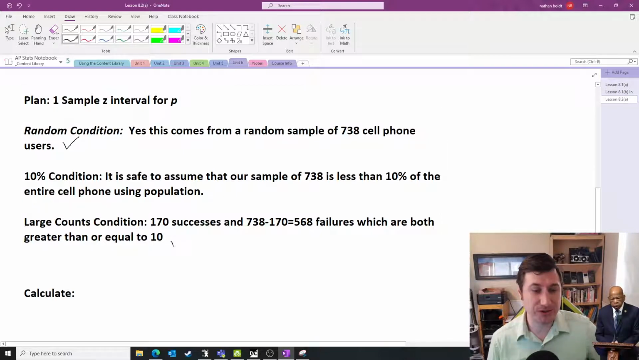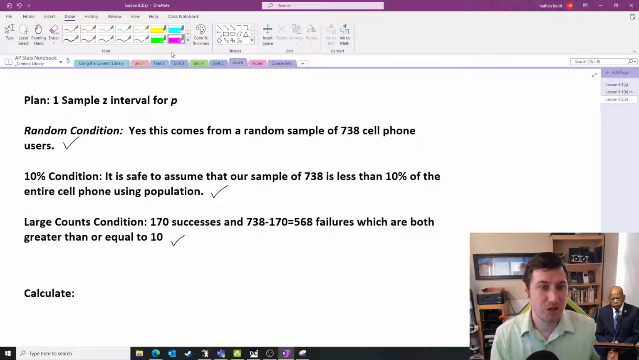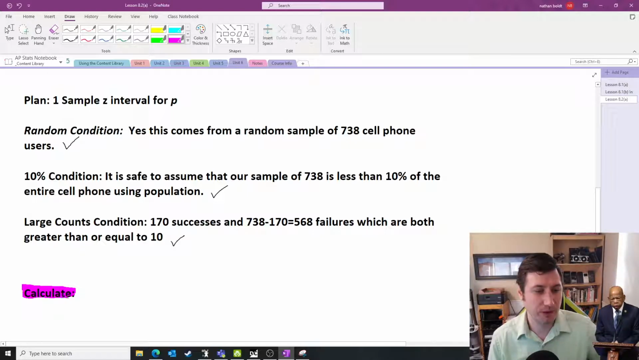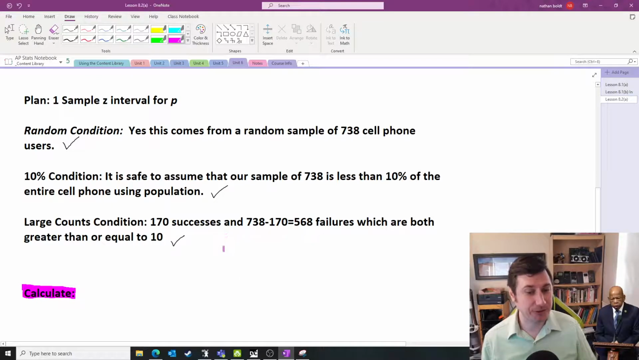That means our sampling distribution will be normal, which means we are allowed to continue on with our confidence interval. We would then calculate it. Again, we're not going to do that this time. I'm going to keep this video as short as possible. That's going to be next time when we actually calculate it.